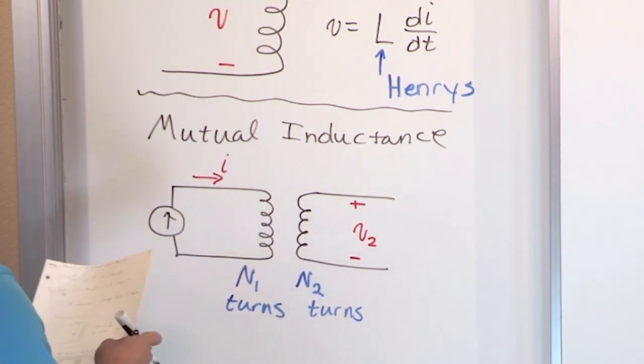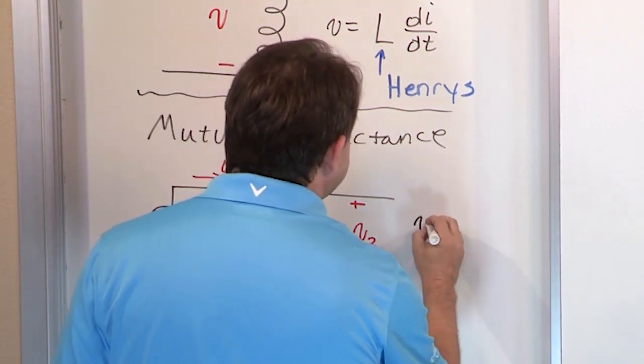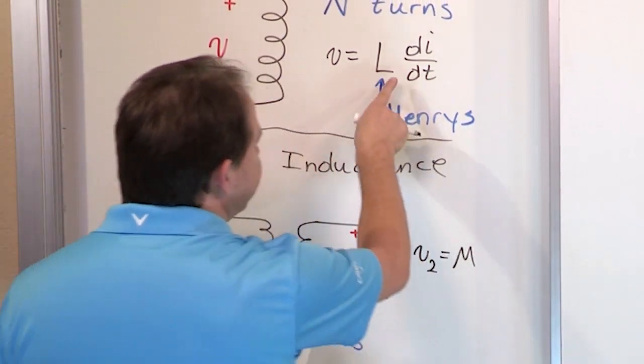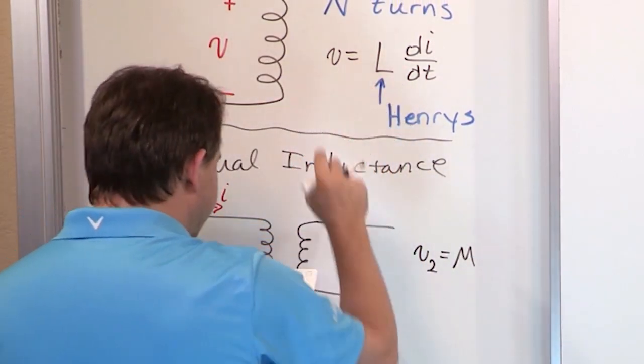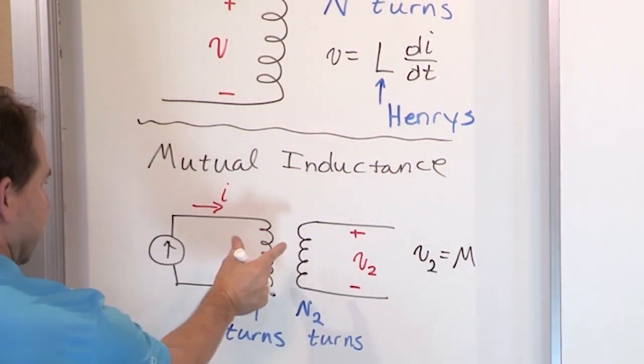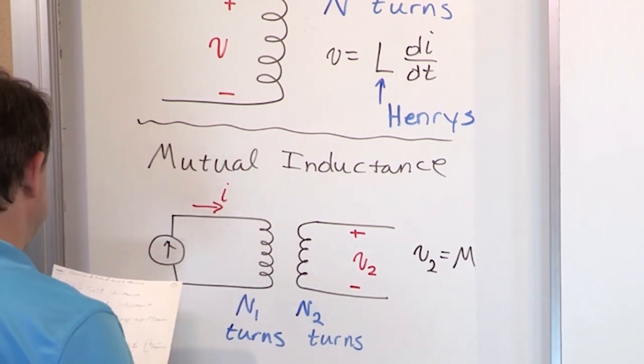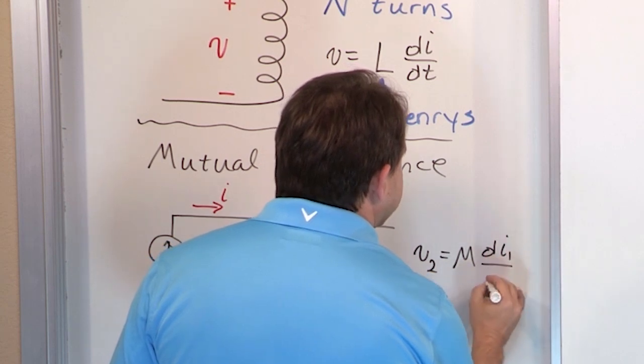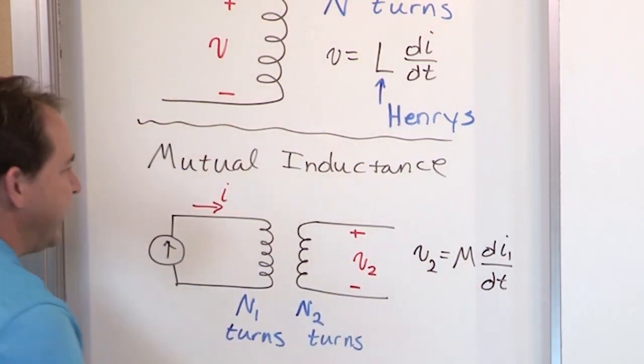Okay? So then what we say is that the equation of interest here is V2 is proportional to something. Instead of L for self-inductance, we say it's proportional to the mutual inductance, the mutual induction between the two coils, times di1/dt. So this is a really fascinating equation to me.